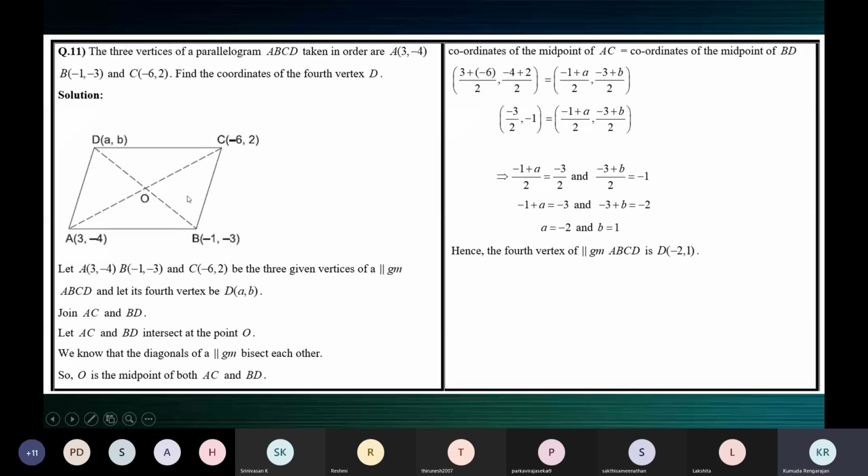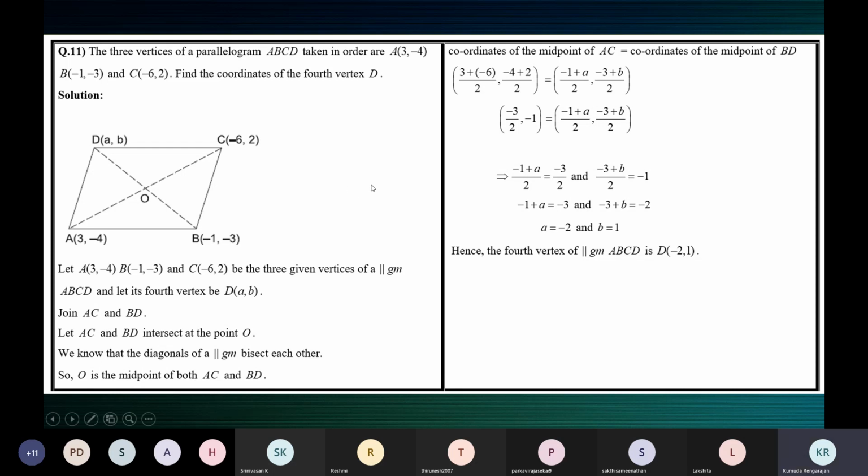If one angle is 90 degrees, automatically all the angles will be 90. Because when A is 90 degrees, C will be 90. Opposite angles are equal. And in a parallelogram, adjacent angles are supplementary. So if this is 90, this will be 90. And if B is 90, D is 90, because again opposite angles are equal. A rectangle is a parallelogram in which one angle is a right angle. In fact, all the angles will be right angles.